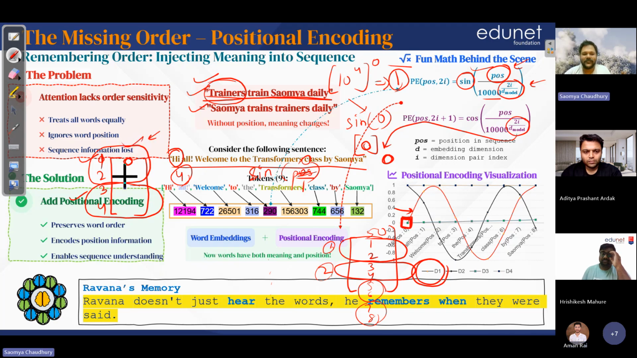For 50, it would be 25 pairs, and for 4, brilliant, it would be 2 pairs, right? 2 pairs.